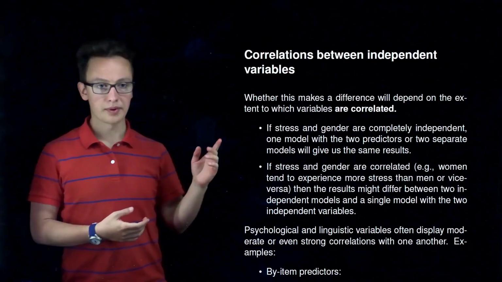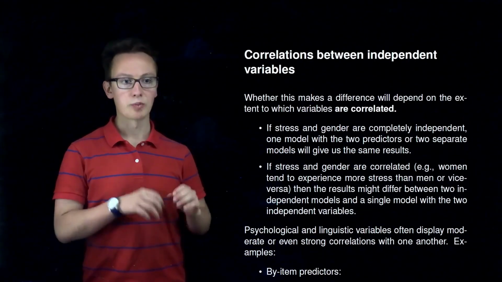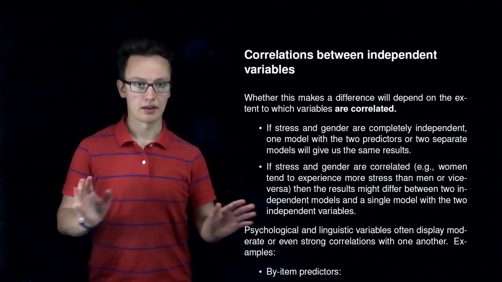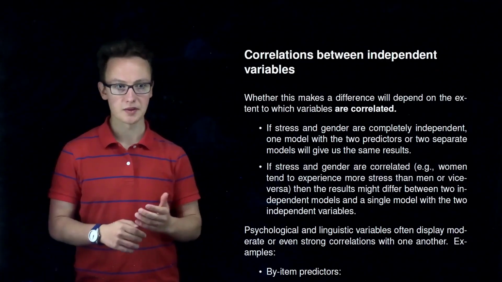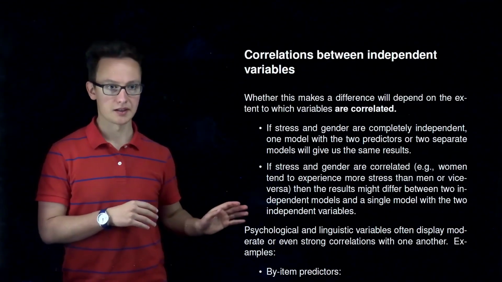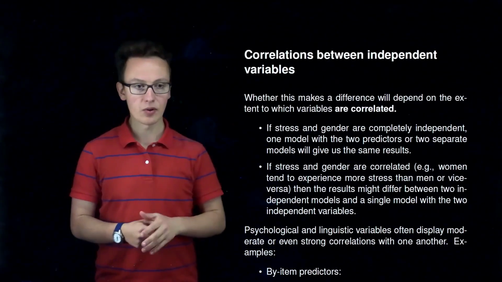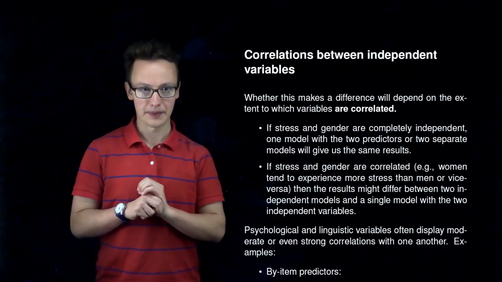So in our example, if it was the case that stress and gender were completely independent, then one model with two predictors or two models with only one predictor each would give us exactly the same results. The problem arises though in case stress and gender are not perfectly independent of each other.